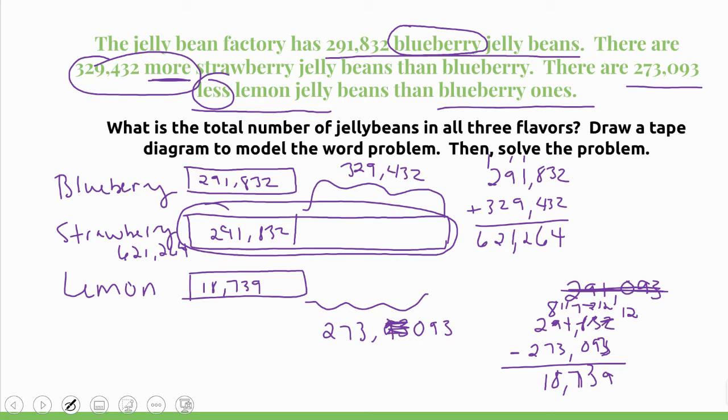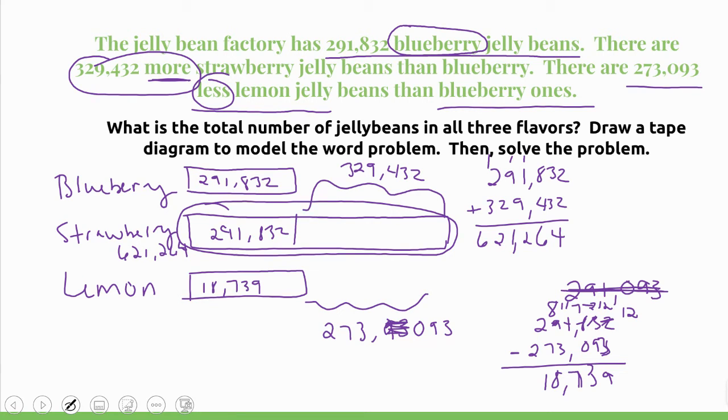Alright, now that I've got that all figured out, so I figured out my blueberry. They told me how many blueberry I had. Strawberry, they said blueberry plus 329,432 more. To get lemon, they said take your blueberry, take away 273,093, and then you've got how many lemon we've got. Okay? So now we need to add all those together so that we know how many we have in all.